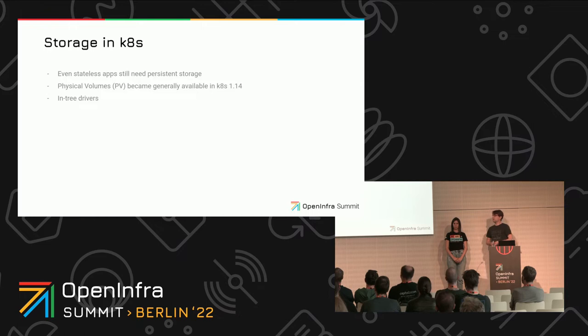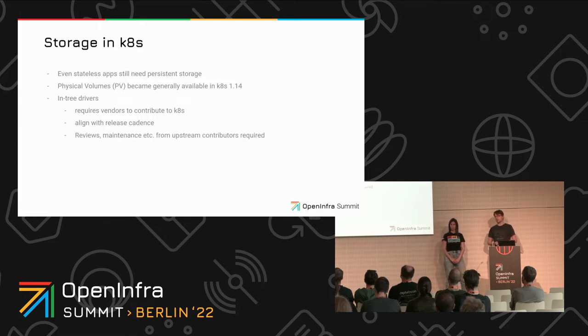All of the storage drivers were in-tree drivers back then. So that actually means that for any storage appliance that you want to use, the driver existed in the upstream core Kubernetes distribution. Now, that required vendors to participate in the upstream development model, right, and to contribute to the upstream source code. It also required that they align with the release cadence. And for the upstream community, it means that they had to review and sometimes even maintain storage code.